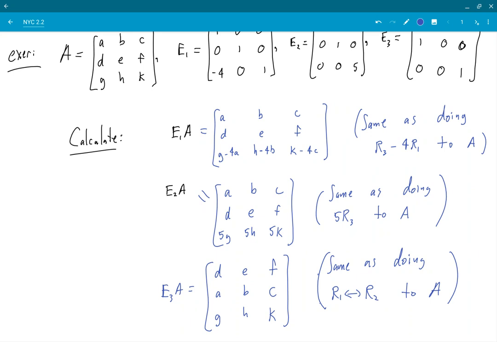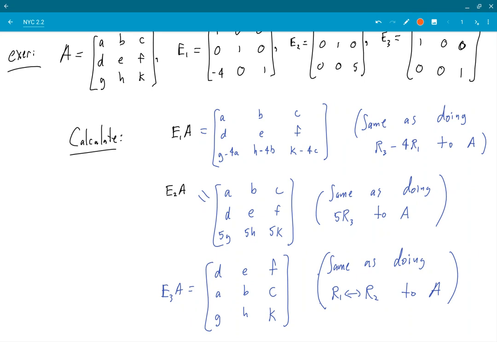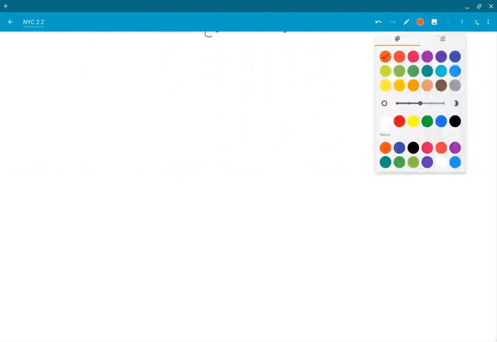Okay, pause. Copy all that down. Let's talk about what this means. Let's say a few things here. E1, E2, and E3 are called elementary matrices.